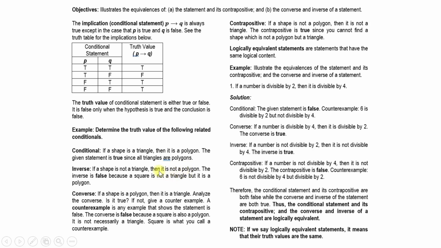So, it becomes, if a shape is not a polygon, our conclusion goes first, then it is not a triangle. The contrapositive is true since you cannot find a shape which is not a polygon but a triangle. Alright.